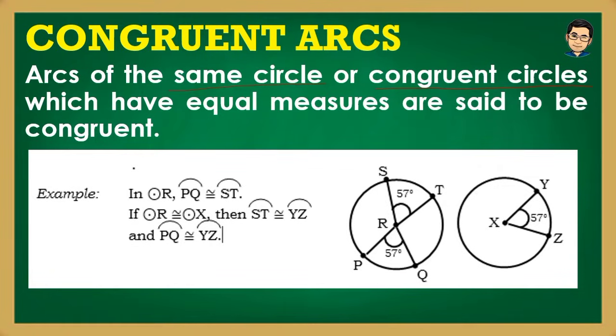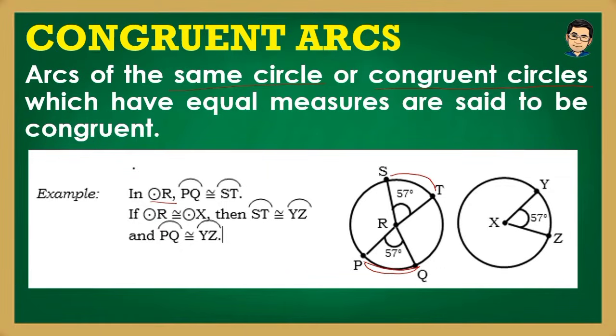So like for example, in circle R, so yung first figure natin, arc PQ, ito po yung arc PQ, and then, arc ST, ito naman siya, are congruent. So, kitang-kita naman po, may numerical measure po sila, 57 degrees. Kaya po, congruent sila. And then, kung ano yung sukat ng central angle, yun din po ang sukat ng intercepted arc, which is PQ tsaka ST.